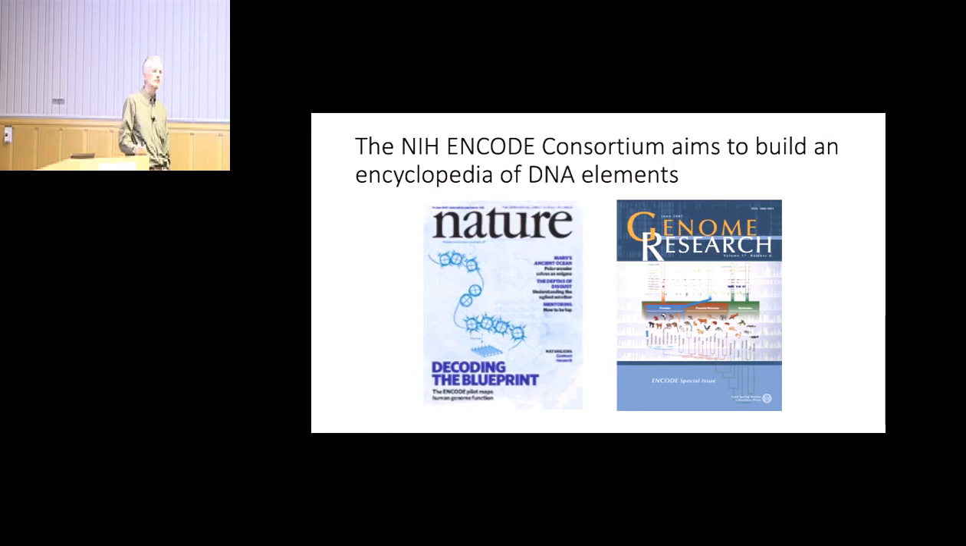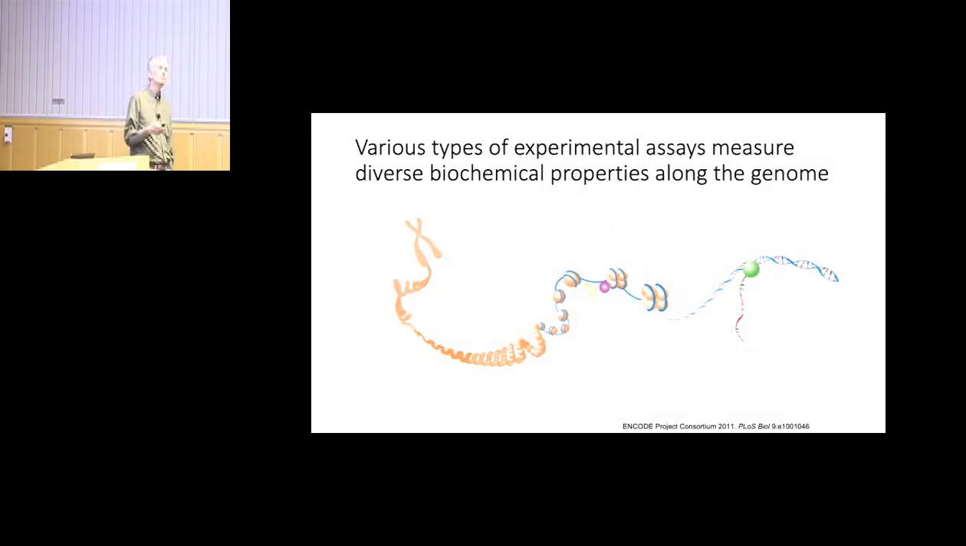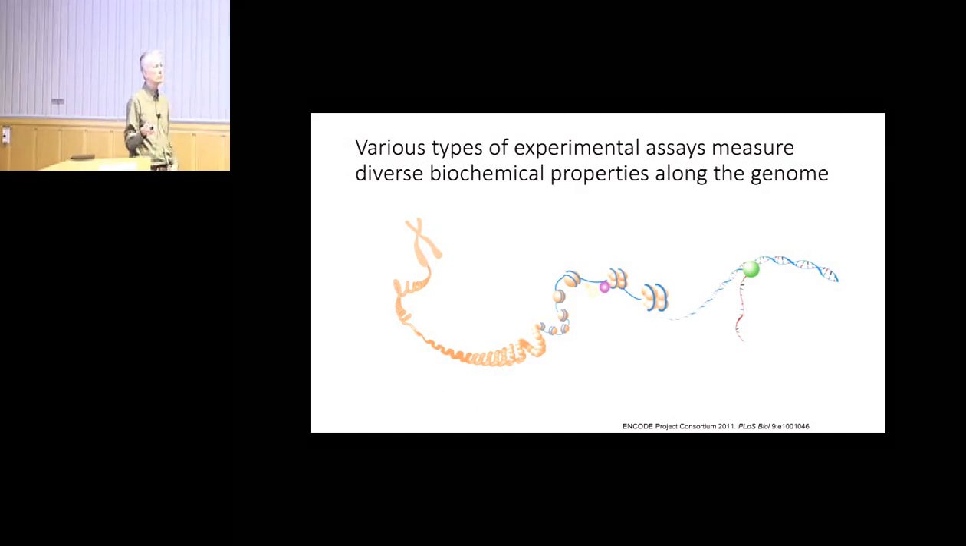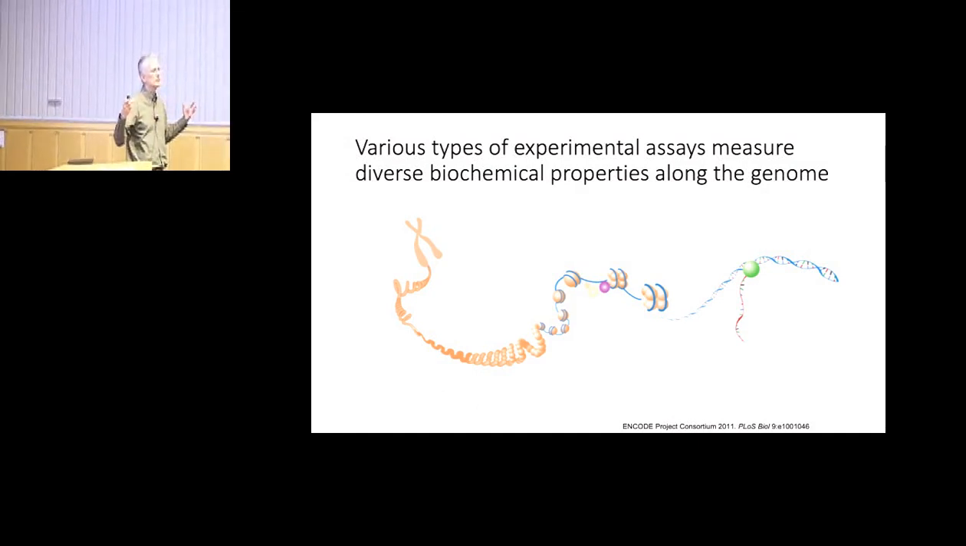ENCODE stands for the Encyclopedia of DNA Elements, and it was meant to be a follow-on to the Human Genome Project, where the Human Genome Project gave us the book, and ENCODE is supposed to help us read it, right? In the sense that ENCODE is trying to find what are the things in the genome that actually do stuff, the functional elements. ENCODE is in many ways just a data generation consortium, but the idea is not just to generate the data, but also to interpret it.